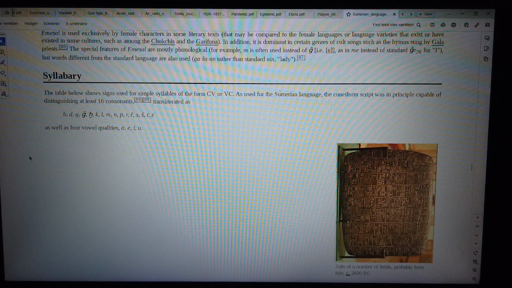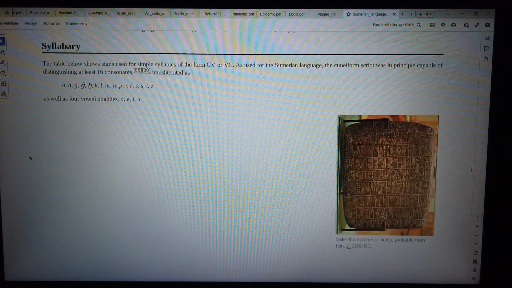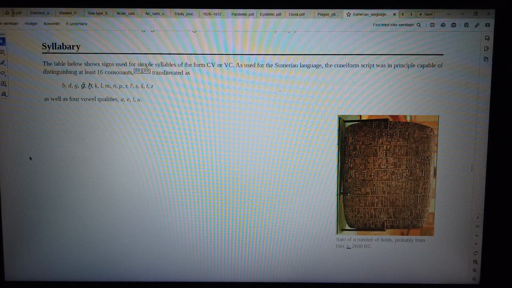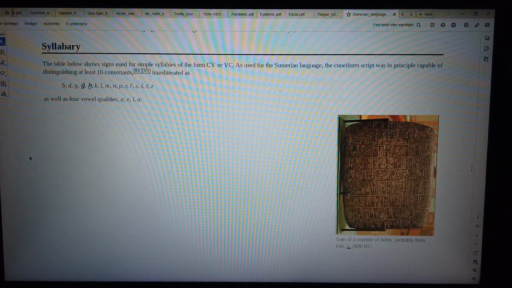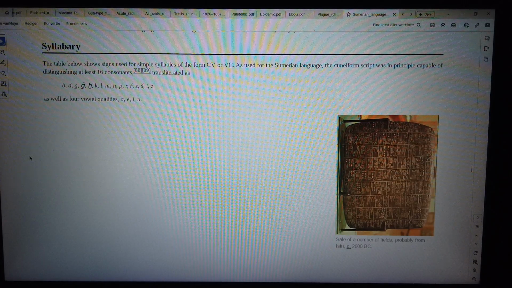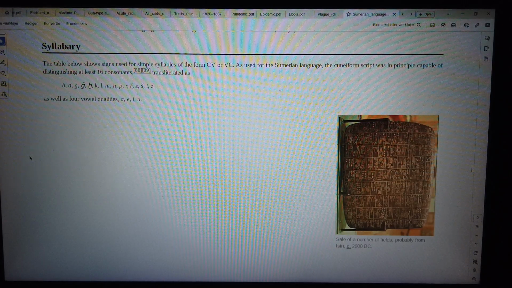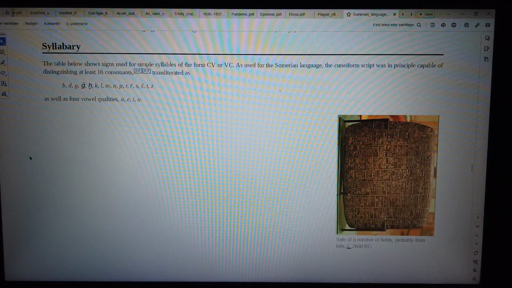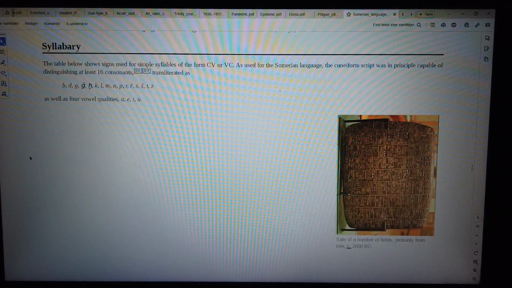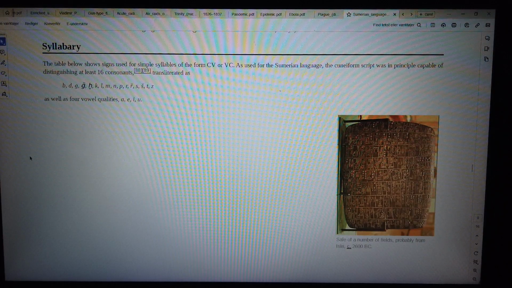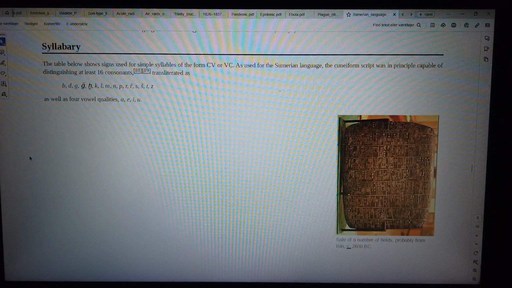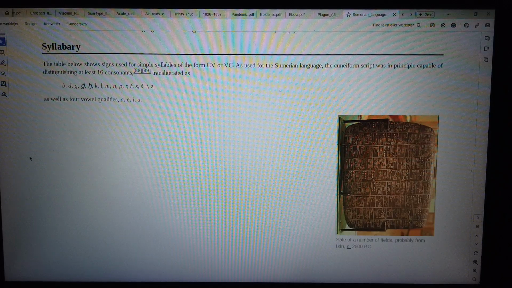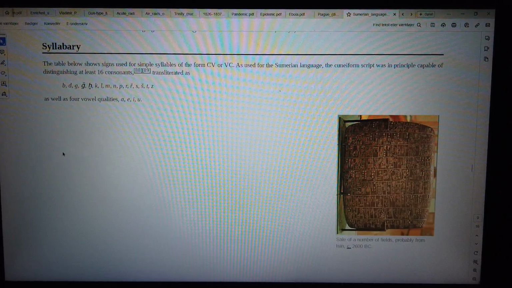Syllabary. The table below shows signs used for simple syllables of the form CV or VC. As used for the Sumerian language, the cuneiform script was in principle capable of distinguishing at least 16 consonants, transliterated as D, G, G, K, L, M, N, P, R, S, T, Z, as well as 4 vowel qualities, A, E, I, U. Sale of a number of fields, probably from Ison, c. 2600 BC.